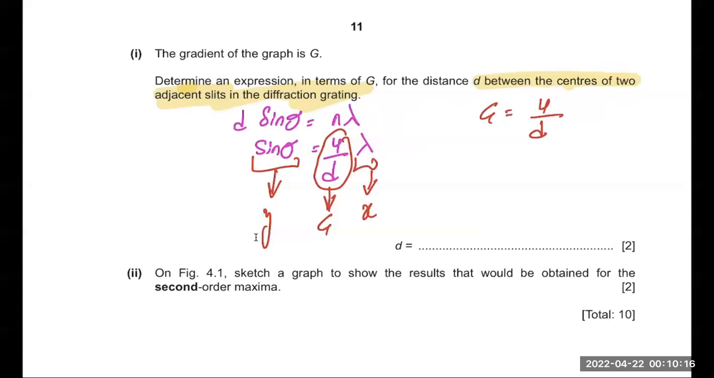But the question doesn't want an equation for gradient in terms of d. They want an expression for distance d in terms of gradient. So d will be equal to 4 upon g. Sir, here I use lambda times 10 to the power minus 9 because it was nanometers. No, you don't change the formula if the units have a prefix. Speed equals distance upon time is always the formula, irrespective of what units you use. When you add the number, that is when you adjust the prefix.